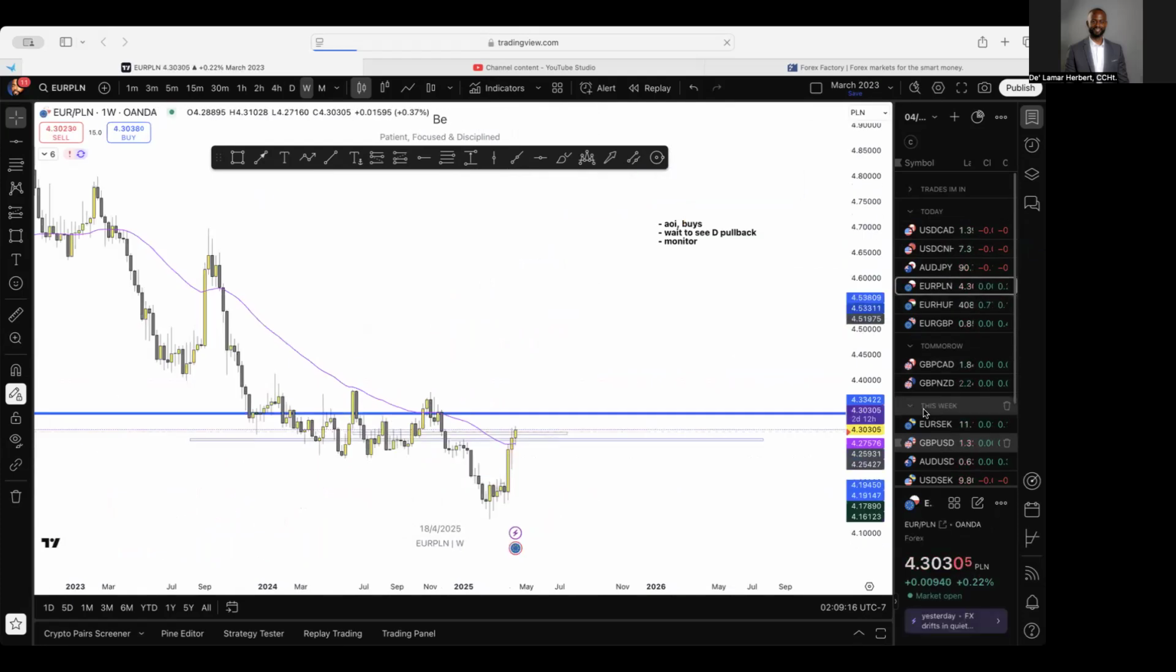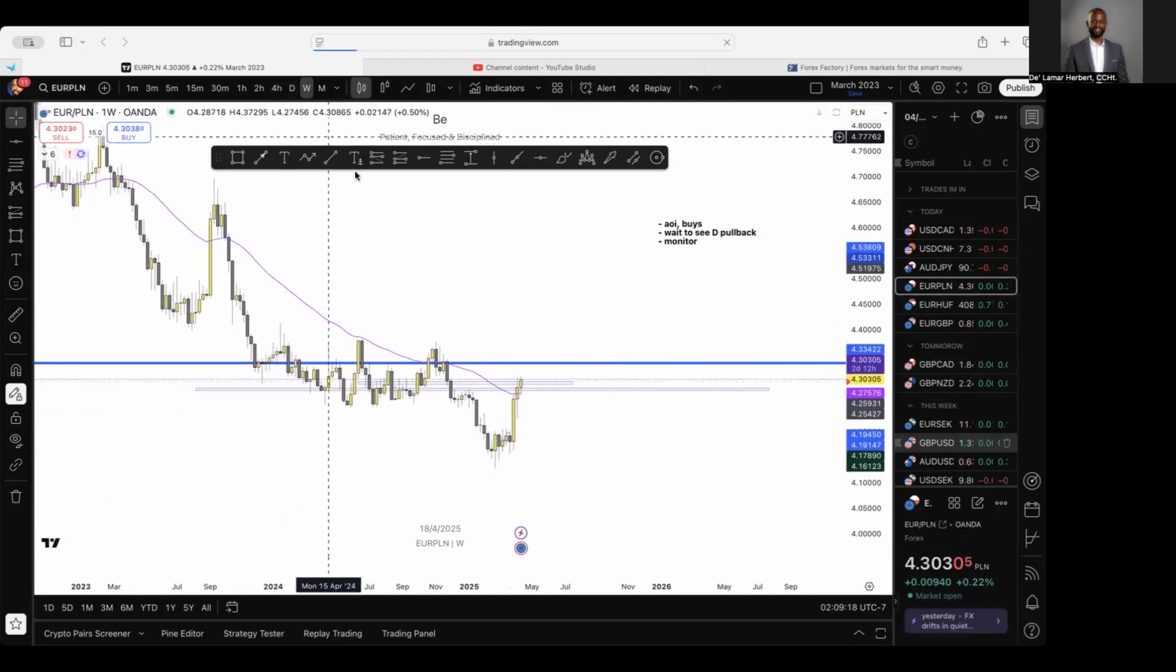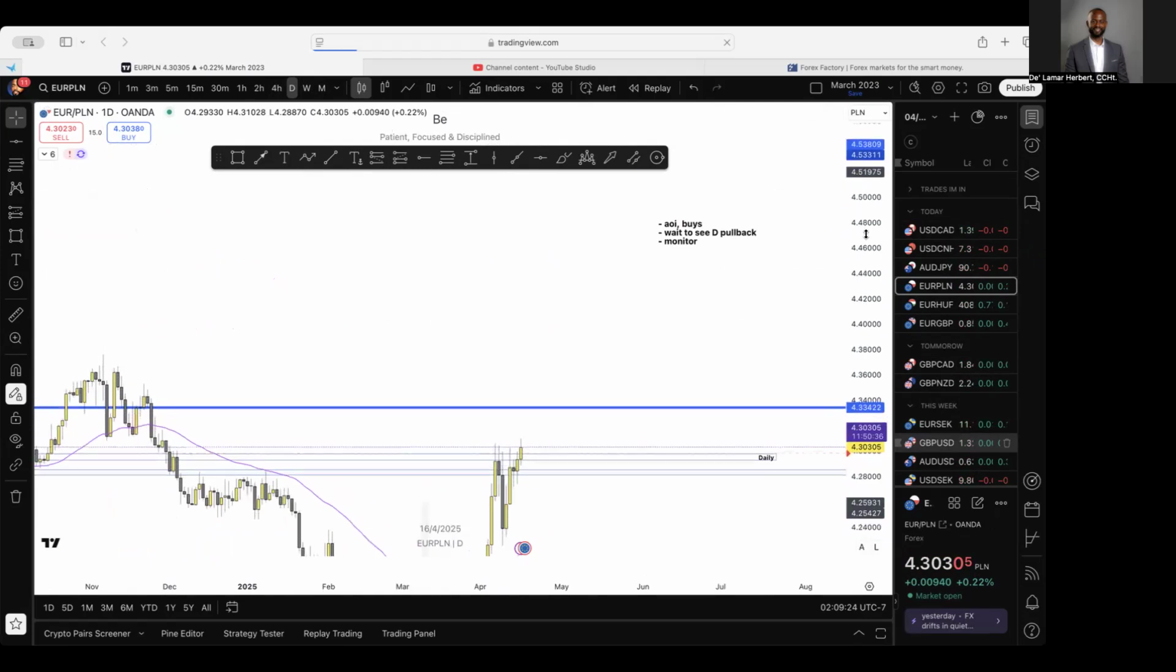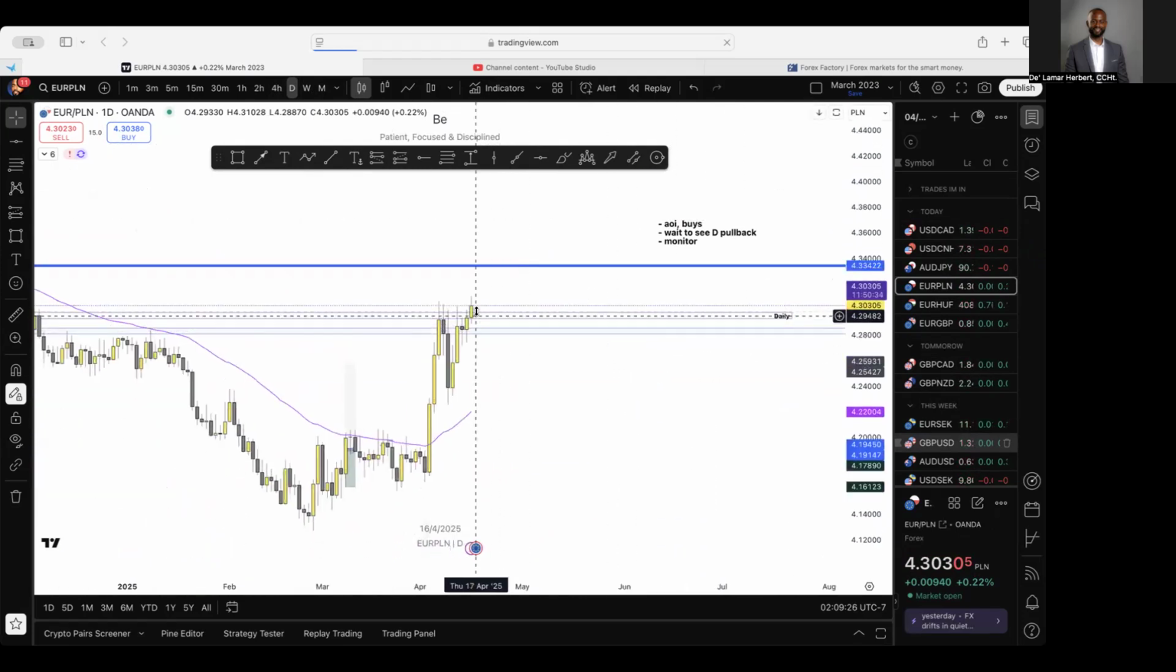Euro PLN, looking for buys here. Weekly, daily in sync. We had our pullback. We're creating a new higher high. Now we just need to see a pullback.